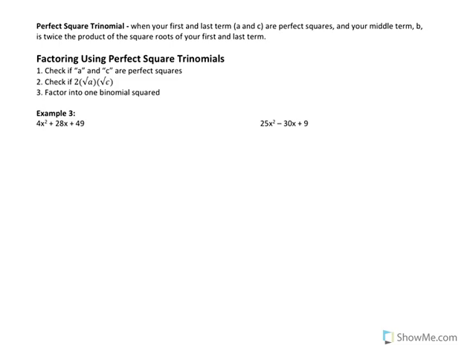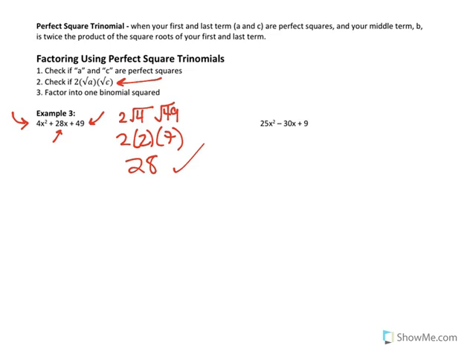Okay, one more trick is a perfect square trinomial. So I can notice that it's a perfect square trinomial because I'm noticing that the first term and the last term are square. What you can do is you can do this little test to see if it's a perfect square. So if we do 2 times the square root of a times the square root of c, it should equal your middle term. So 2 times the square root of 4 times the square root of 49. So 2 times 7, and 2 times 2 is 4, times 7 is 28. It is a perfect square trinomial.